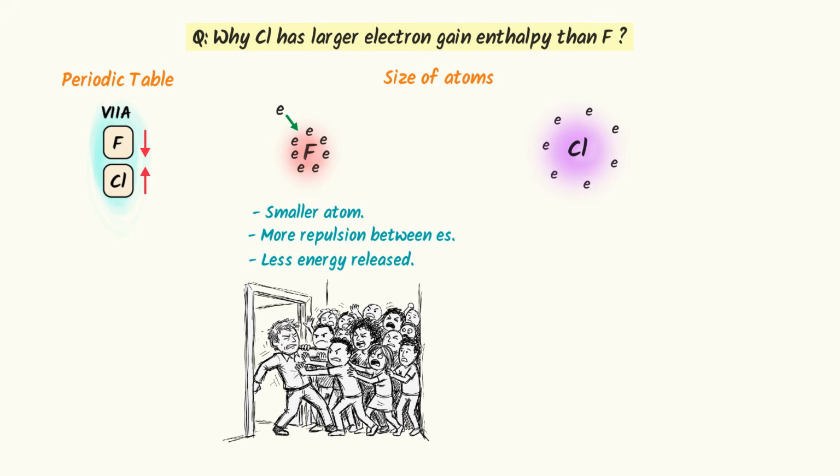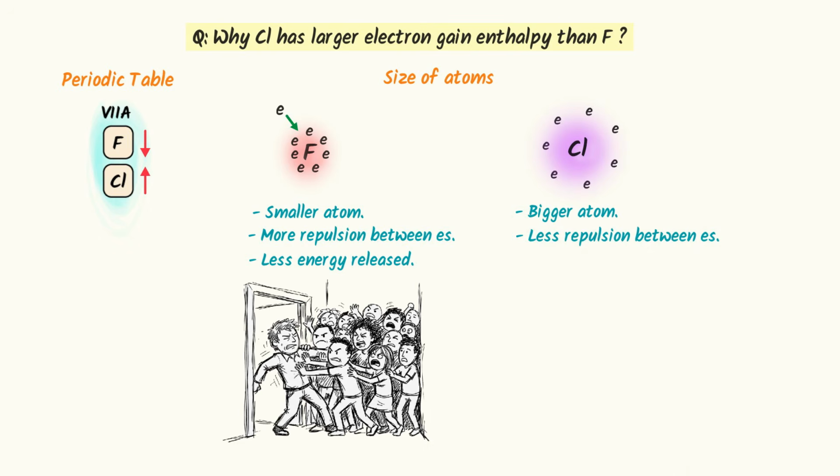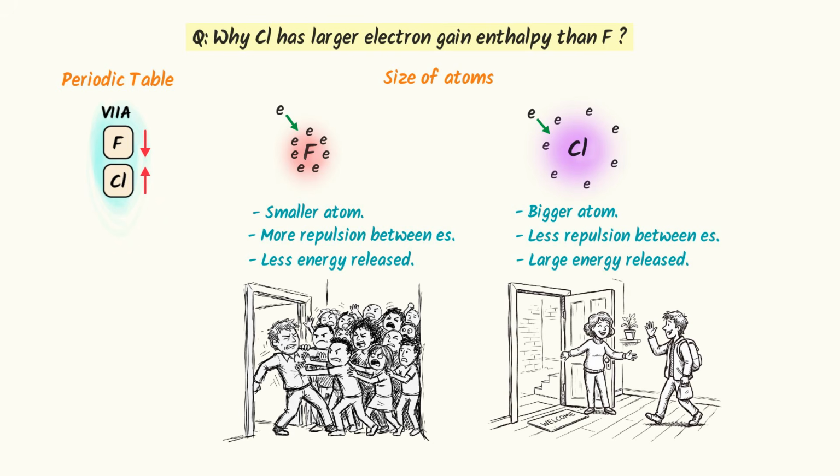Now look at chlorine. Chlorine is bigger. Its outermost subshell is 3p. This subshell has more space. When a new electron enters the 3p subshell of chlorine, there is enough room. There is less repulsion. The incoming electron is easily accommodated and more energy is released. Hence, chlorine has more electron gain enthalpy than fluorine. Hence, note down this important question.